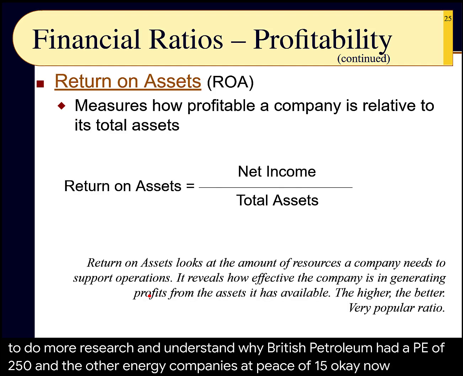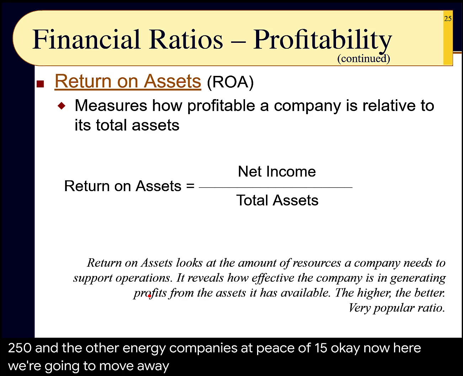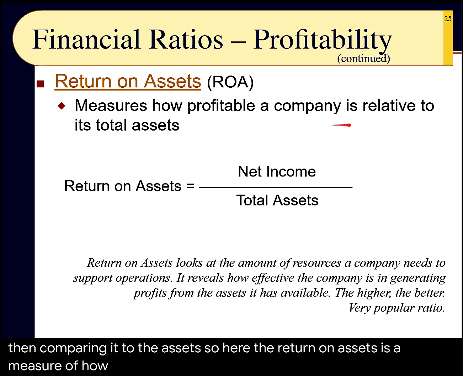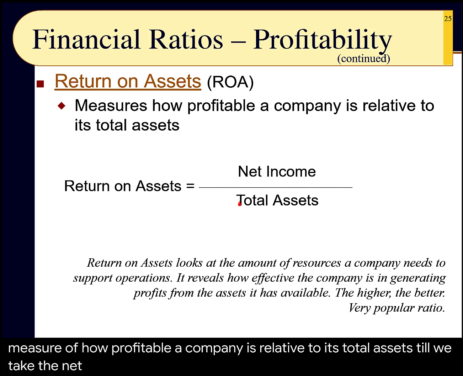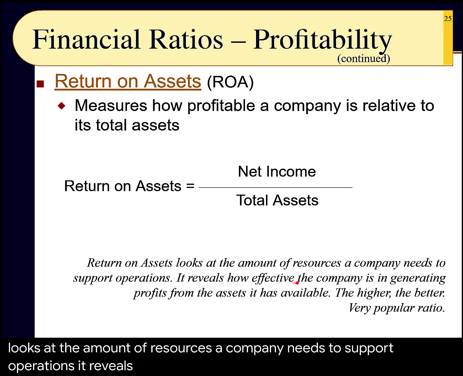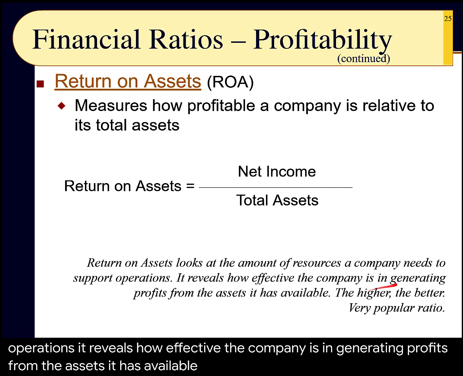Okay, now here we're going to move away from comparing it to the revenue and then comparing it to the assets. So here the return on assets is a measure of how profitable a company is relative to its total assets. So we take the net income and divide it by the total assets. Return on assets looks at the amount of resources a company needs to support operations. It reveals how effective the company is in generating profits from the assets it has available. Of course, the higher the better, right? But we have to look at their competitors.